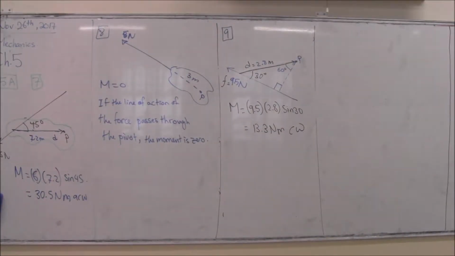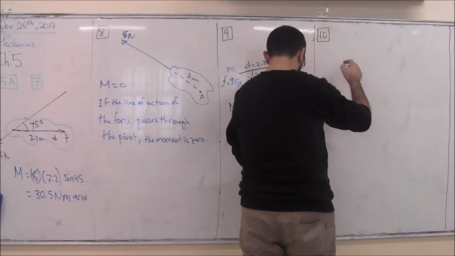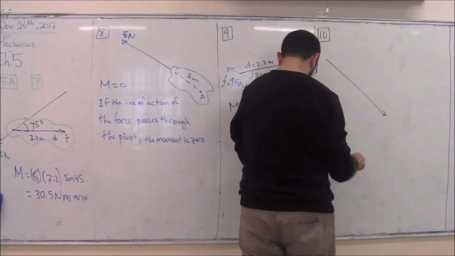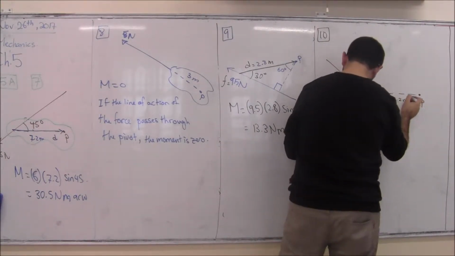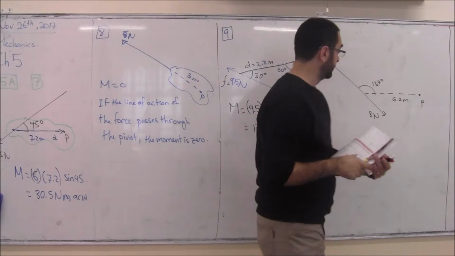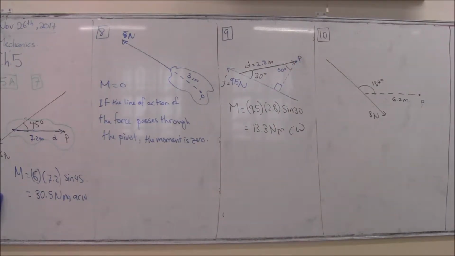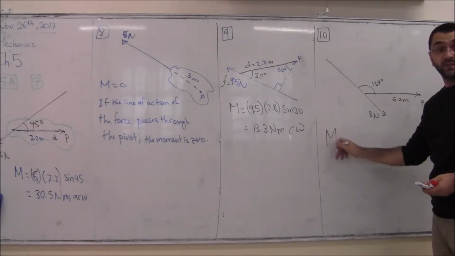Why didn't you do 180 minus 127? Okay, that's a good question. Same thing. Number 10. Look, this is the force applied, and this is P. 6.2 meters, 80 newtons. This angle is 137. Clear? Okay, guys, where is the distance given? This one, 6.2. This is the angle directly. Same thing. Same answer.